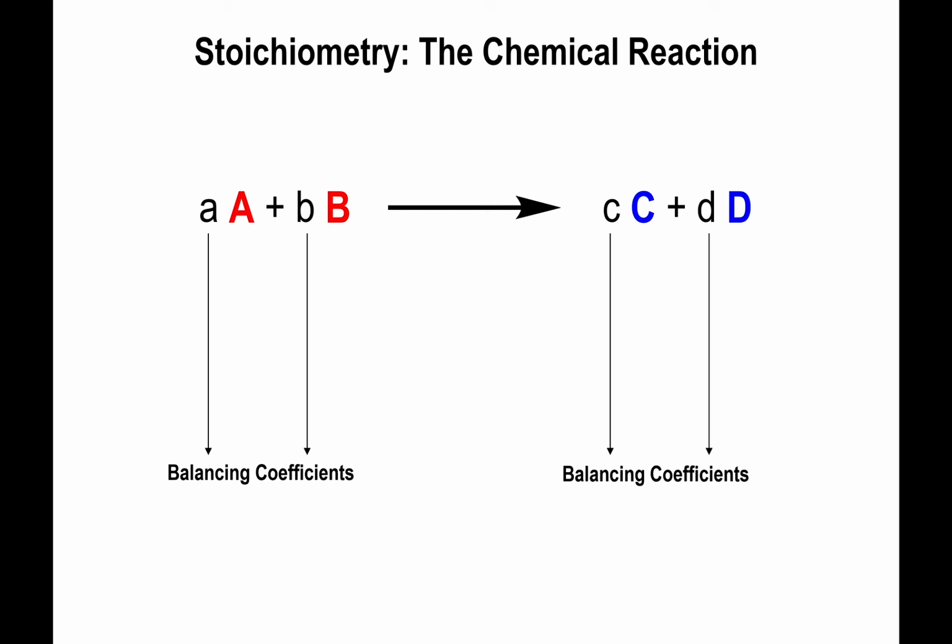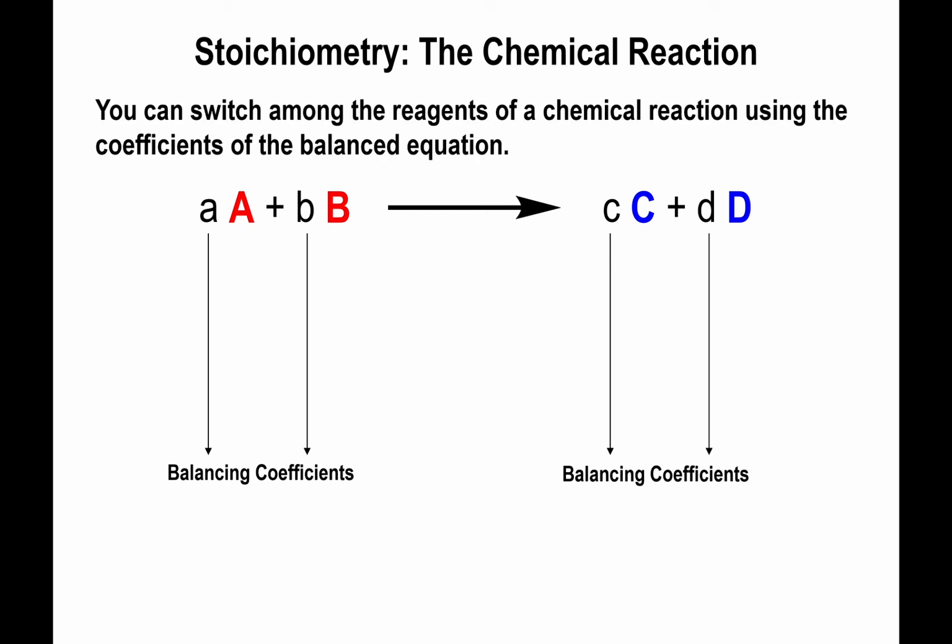It is of utmost importance that for a chemical reaction you do have balancing coefficients, because it will be via the balancing coefficients of the balanced equation that we will be allowed to switch over from one molecule to another. For instance, we could switch from big A to big B or big C to big D, or any other combination. But this does require that we do have the proper balancing coefficients in place.